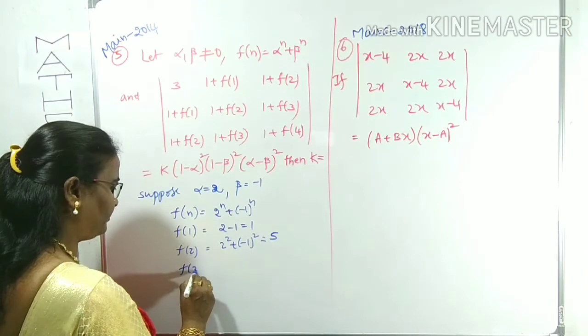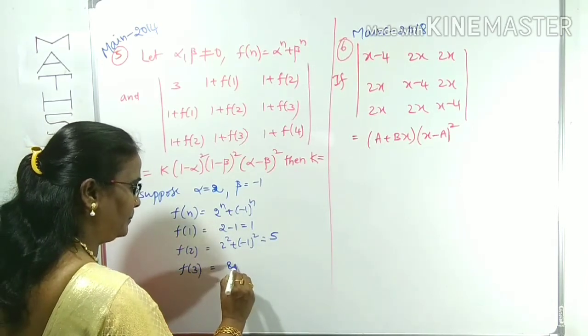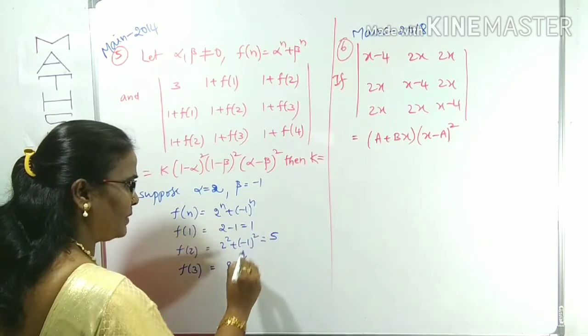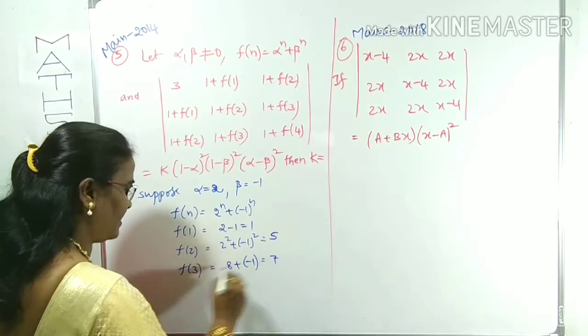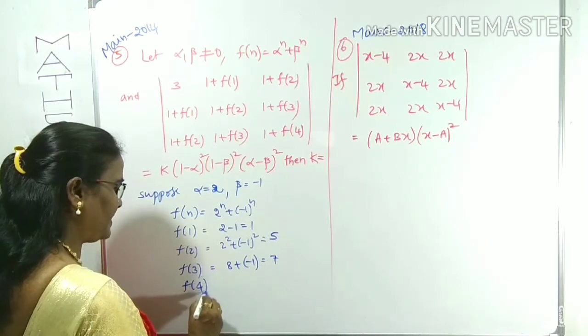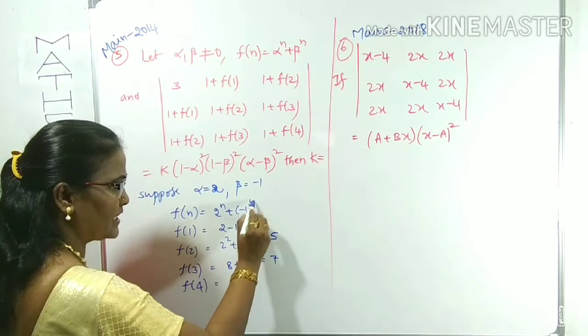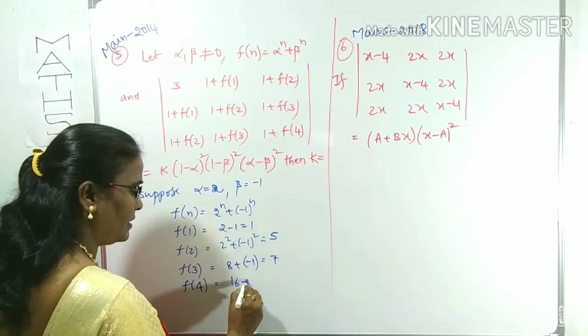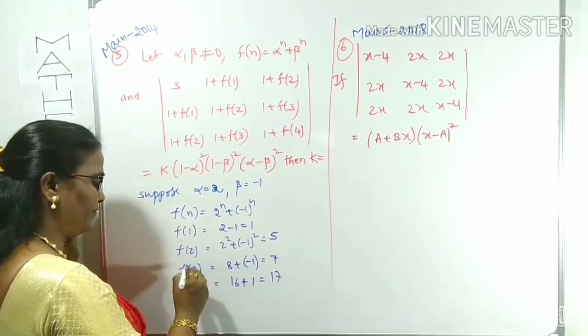Now f3: 2 cube is 8 plus (minus 1) whole power 3 is minus 1, 8 minus 1 is 7. Right, f4: in place of n, take 4. 2 power 4 is 16, (minus 1) whole power 4 is 1, plus 1, that is 17. We have the f1, f2, f3, f4 values.